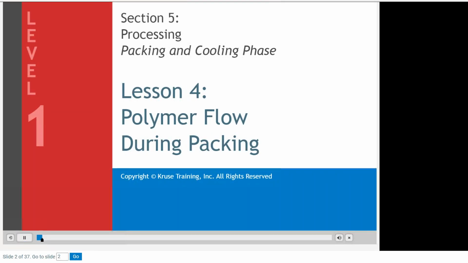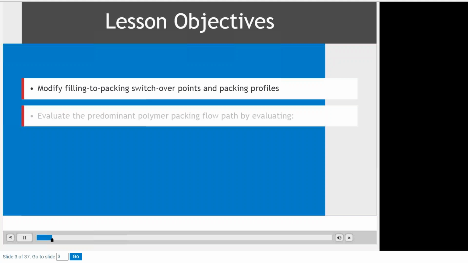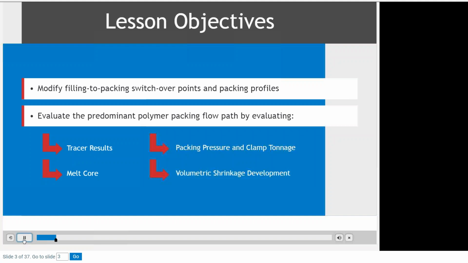Understanding the impact of packing pressures on polymer flow is an important aspect of successful processing. Our goal in this lesson is to evaluate the predominant polymer packing flow path, which shows the areas of continuous polymer flow, specifically during packing and cooling. In this lesson, you will learn how to evaluate packing behavior by modifying the filling to packing switchover points and packing profiles. How to evaluate the predominant polymer packing flow path by evaluating tracer results, melt core, packing pressure and clamp tonnage, and volumetric shrinkage development.